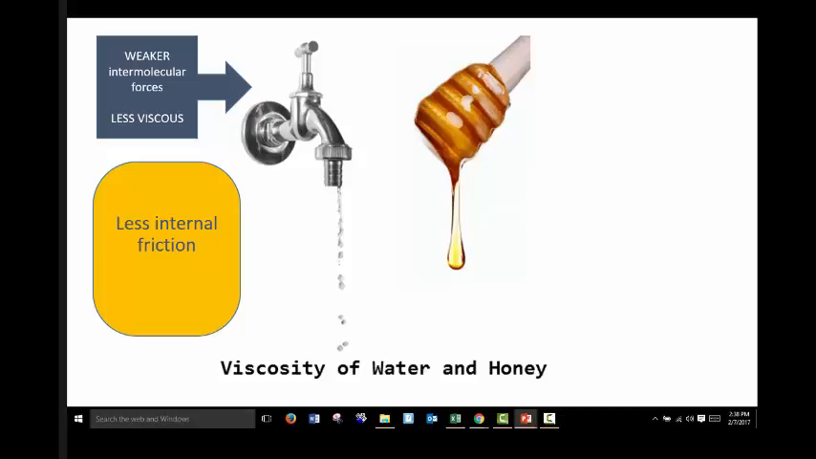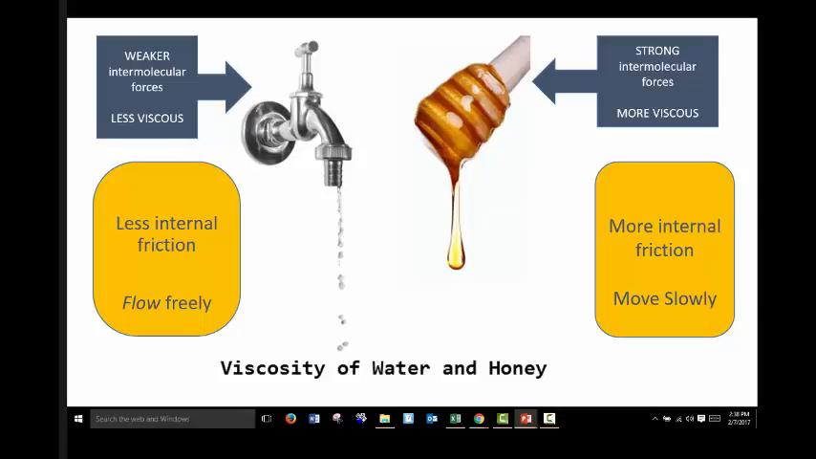Honey, by comparison, has much stronger intermolecular forces, and the molecules are held close to their neighboring molecules. The molecules of honey experience more internal friction when they move, which causes honey to move slowly. Honey has a high resistance to flow, so it has a high viscosity.